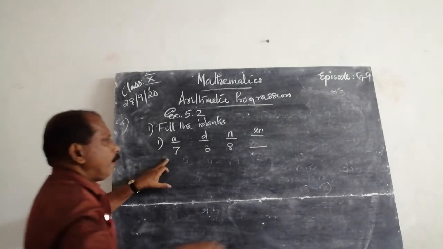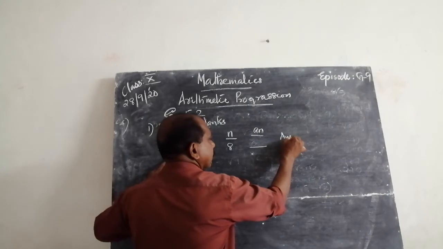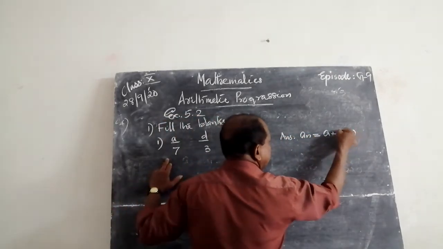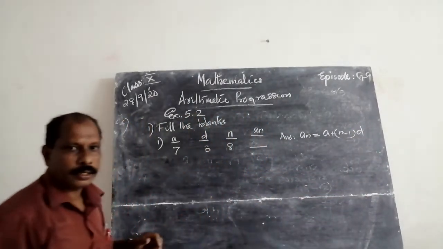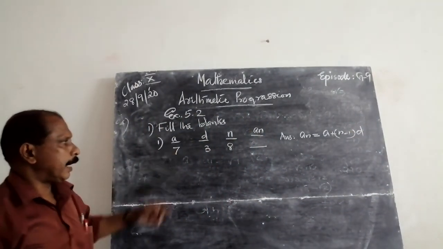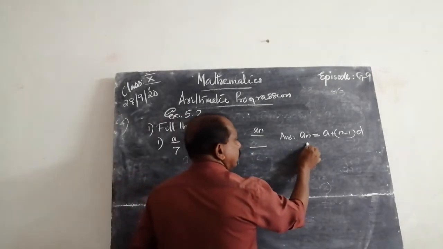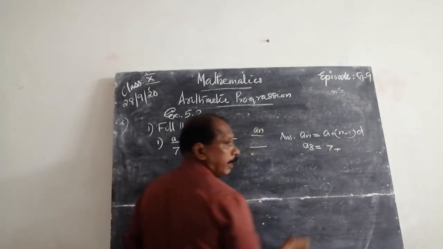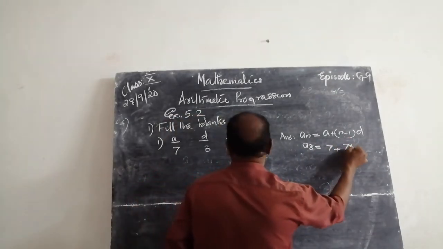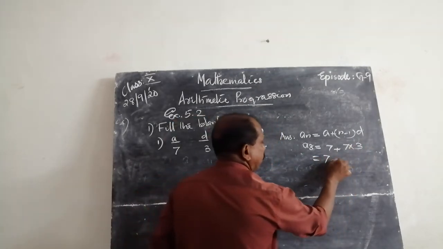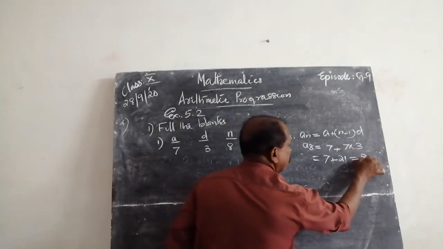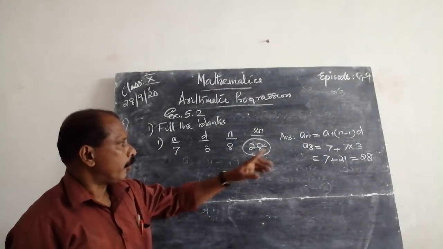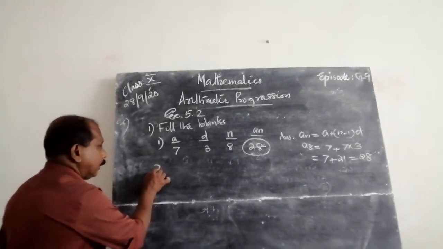Then, answer is A N, equal to what? A plus N minus 1 into D. Okay. Here N is 8. Therefore, A 8 is equal to 7 plus N minus 1, 8 minus 1, 7, into D, 3. That is equal to 7 plus 21, which is 28. Okay, so this answer is 28.